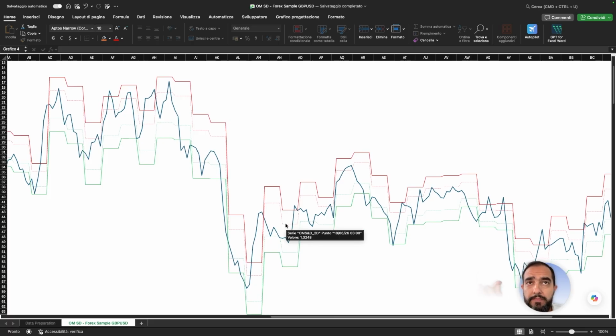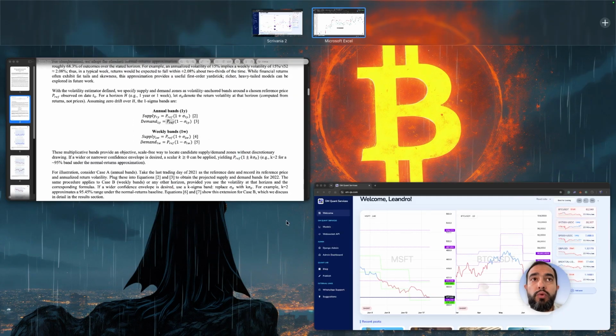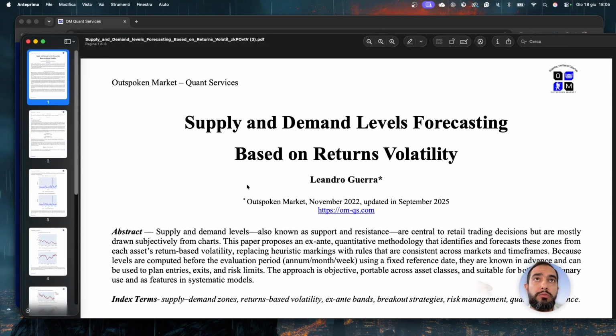So you can use this for taking your trading decisions, similar to what you would do with the traditional drawing of lines of supply and demand levels, support and resistance, sorry. But we know that, I mean, it makes no sense, right? The traditional one: take a chart, identify. But it's bullshit. Sorry, pardon the French.